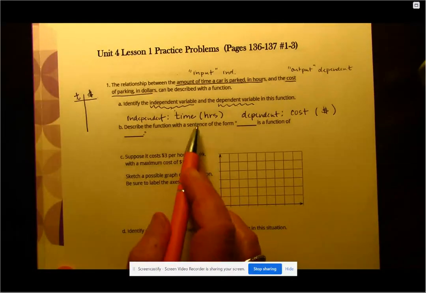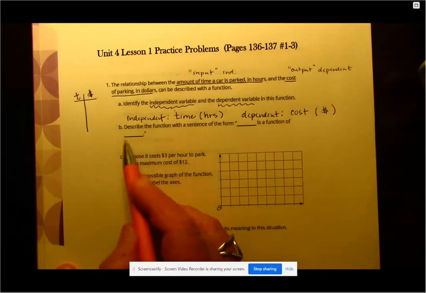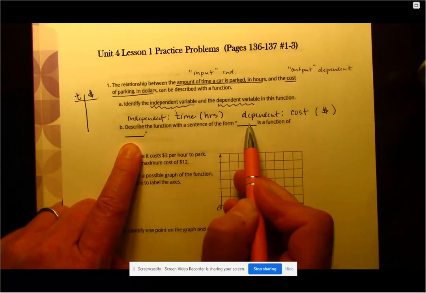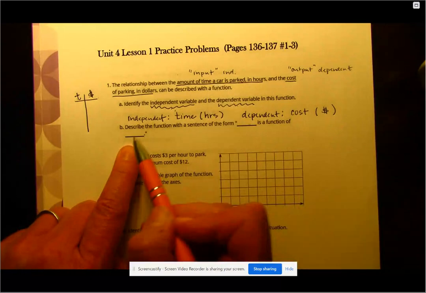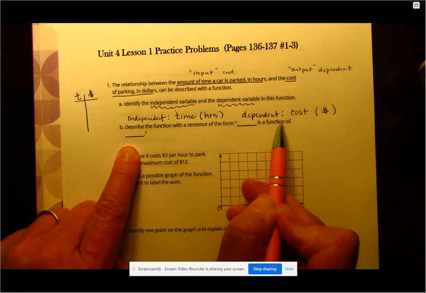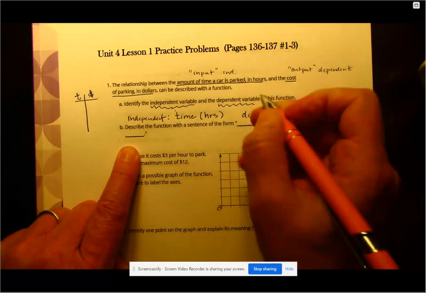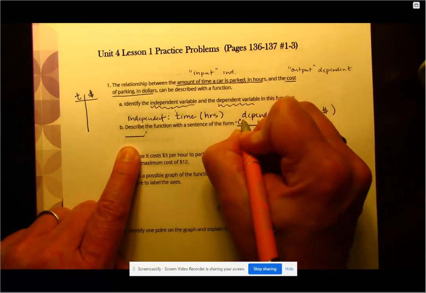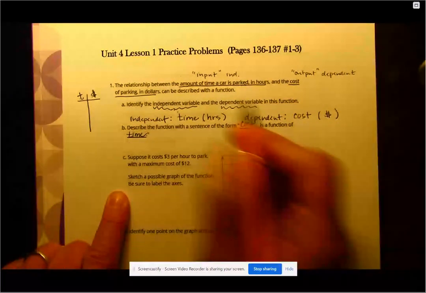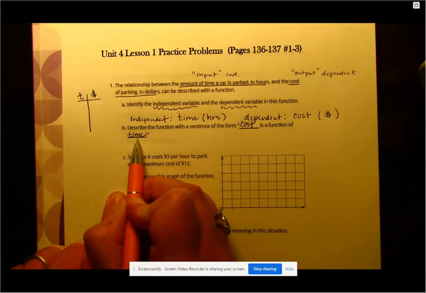All right. Describe the function with a sentence of this form. Blank is a function of blank. So what we want to always remember is that the dependent variable is a function of the independent, meaning that the function uses the independent to calculate the dependent. So just remember the dependent, so cost is a function of time. A function of time. So your independent or your input goes at the very end of that statement.